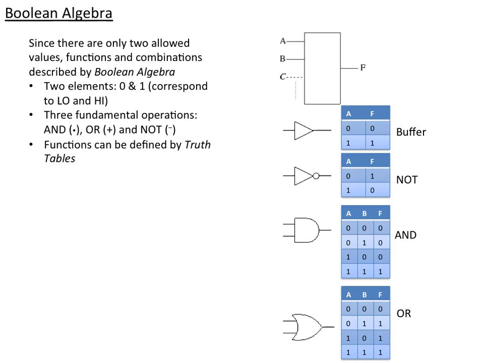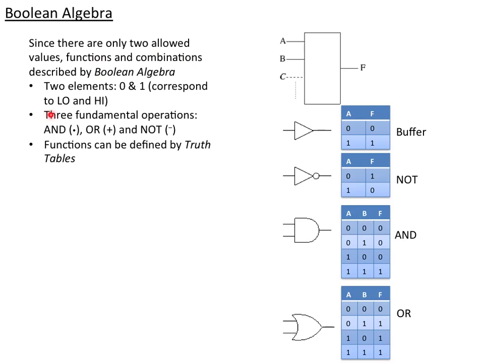So since we have digital devices, there's only two levels allowed, as we said, low and high, or 0 and 1. And the various way we can combine those zeros and 1s is described by Boolean algebra, named after Boole, who described it a long time ago. And so there's three fundamental operations you can do with the elements 0 and 1.